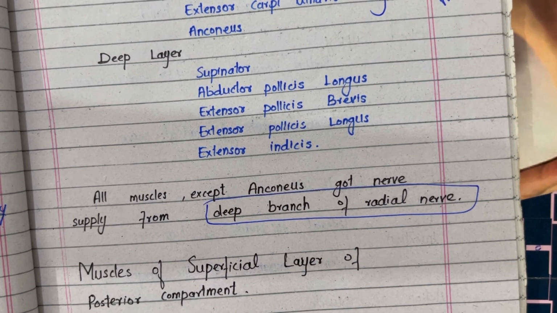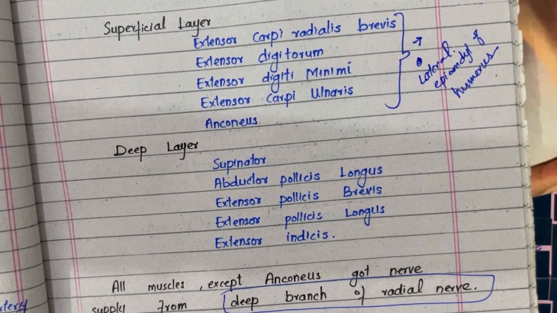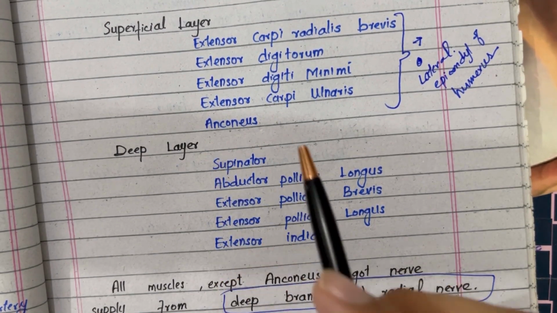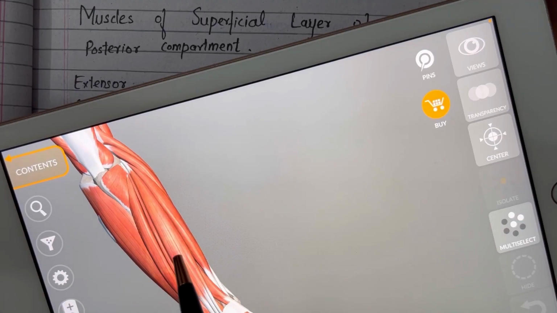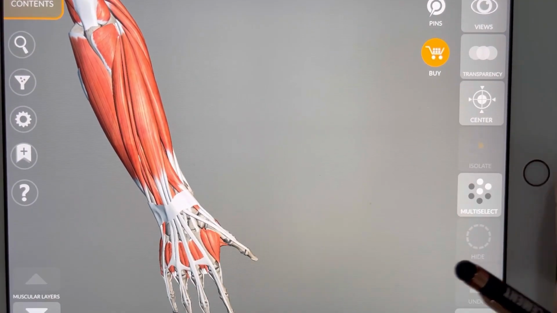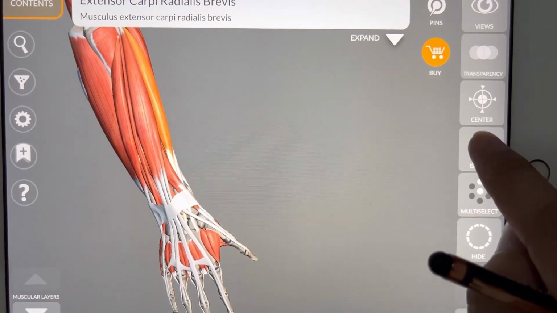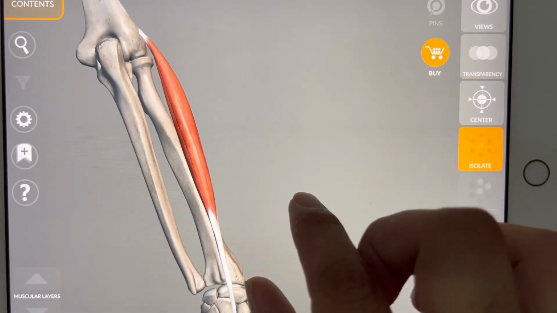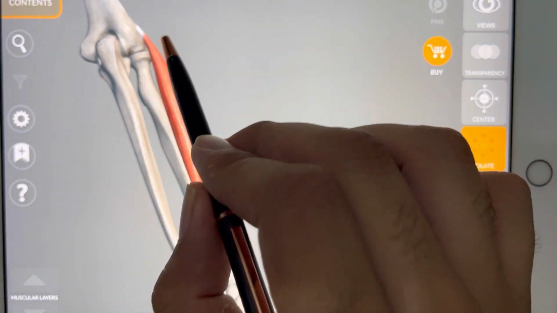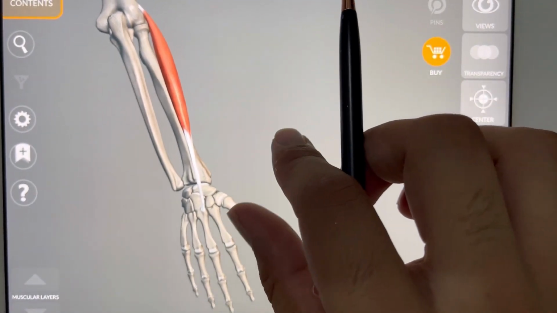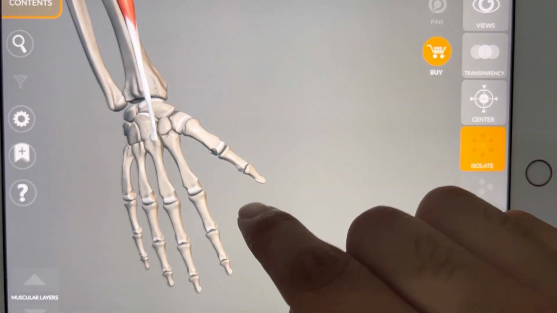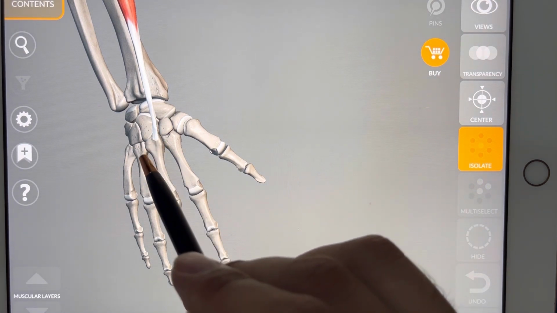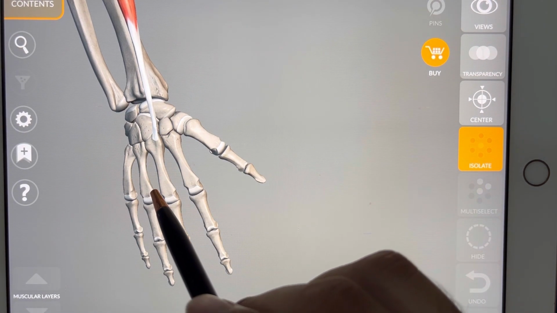Now students, first we will discuss the muscles of the superficial layer of the posterior compartment of the forearm. We will discuss each muscle in detail one by one. We will start with the extensor carpi radialis brevis muscle. As we have discussed, it originates from the lateral epicondyle of the humerus bone, runs inferiorly and inserts into the base of the third metacarpal bone. This is the third metacarpal bone.